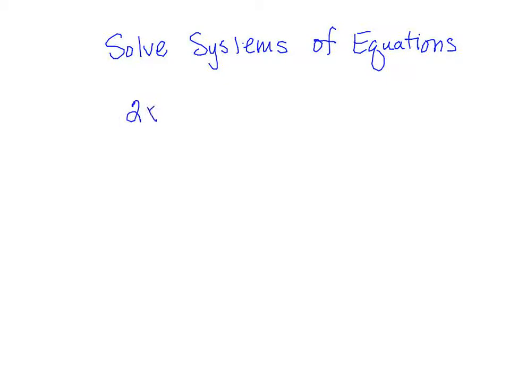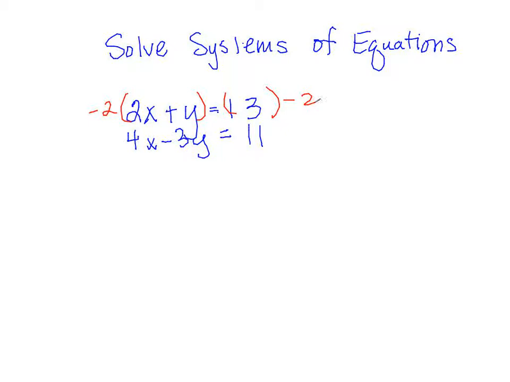Let's say we had the system 2x plus y equals 13, and 4x minus 3y equals 11. In 8th grade, the students were taught to solve by elimination by taking one of the equations and multiplying through by a number. Sometimes it's just positive or negative 1. Sometimes we have to multiply through by a factor to eliminate a variable. On this particular system, we would multiply the top equation through by negative 2 to eliminate a variable.